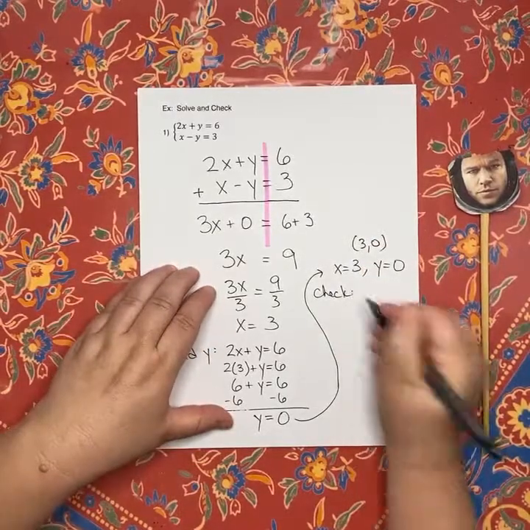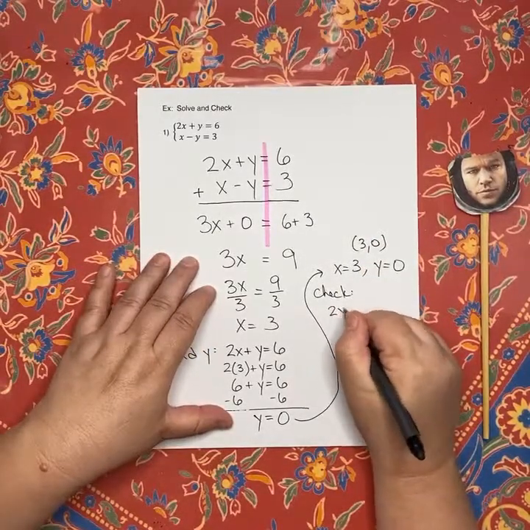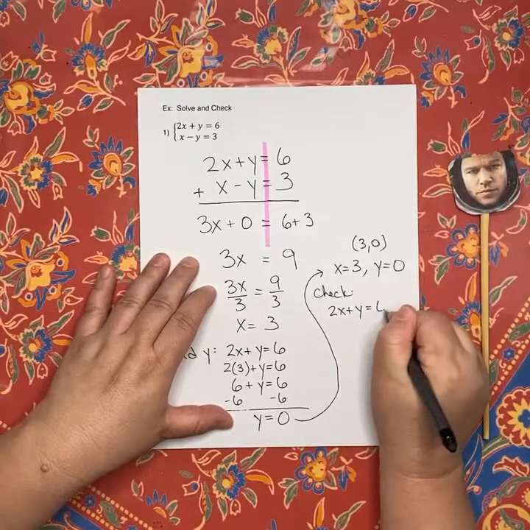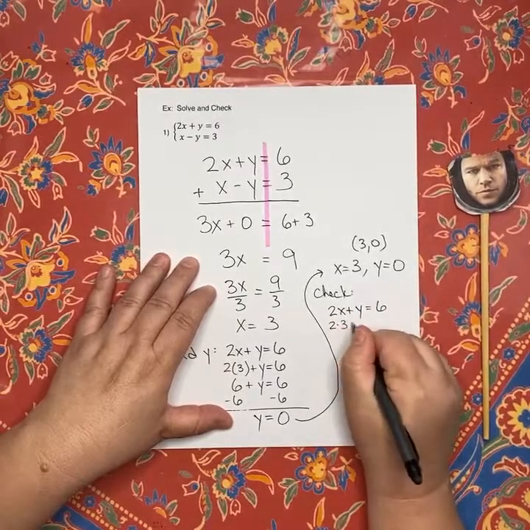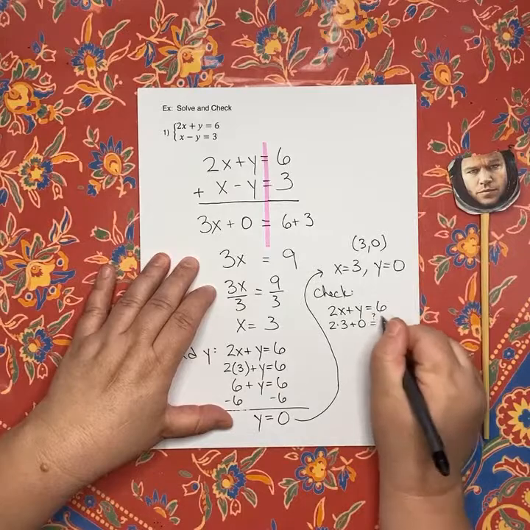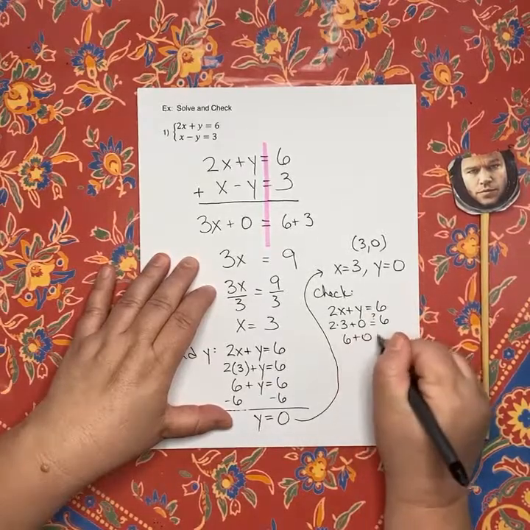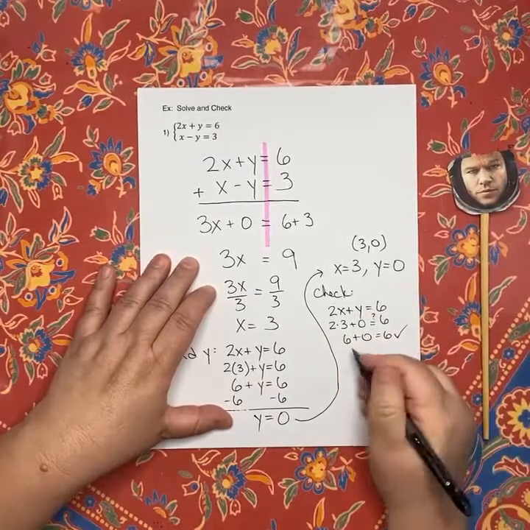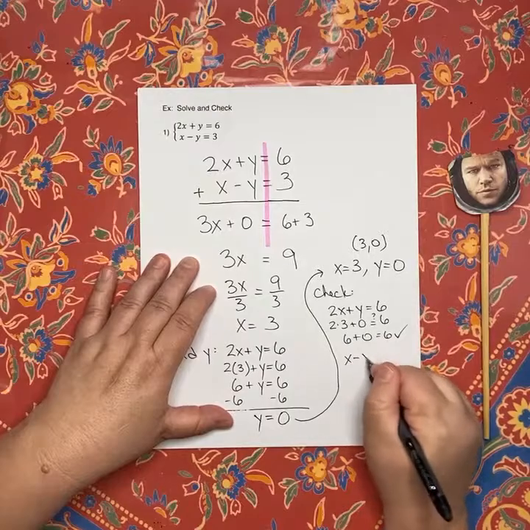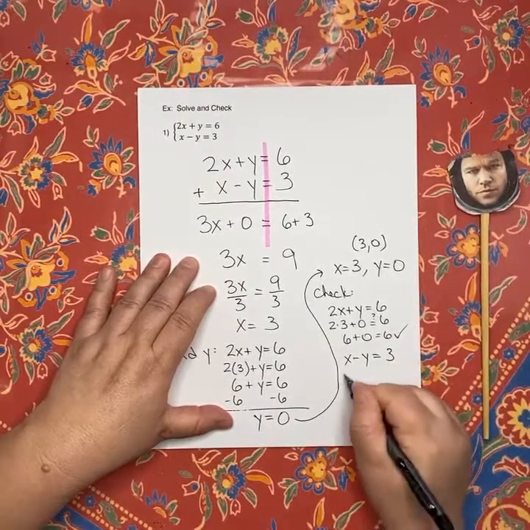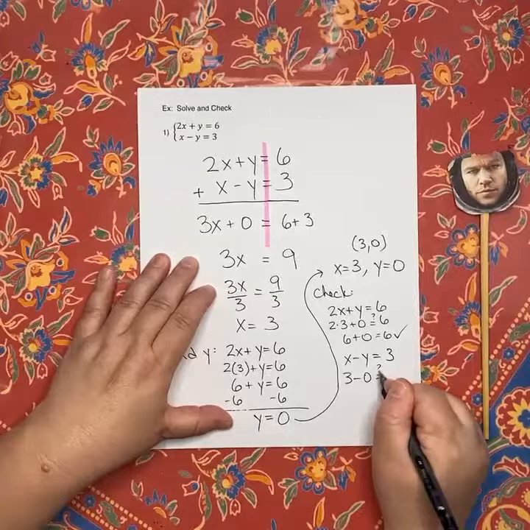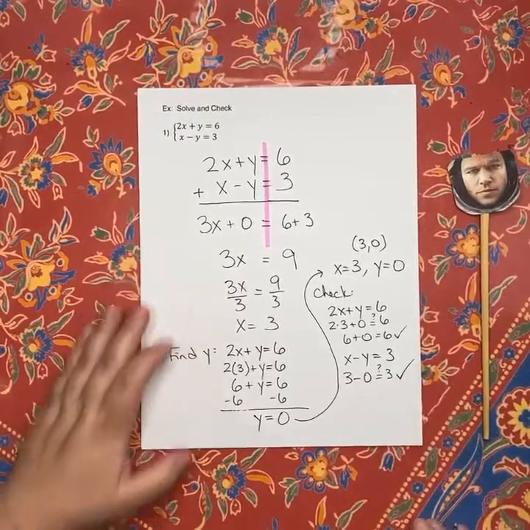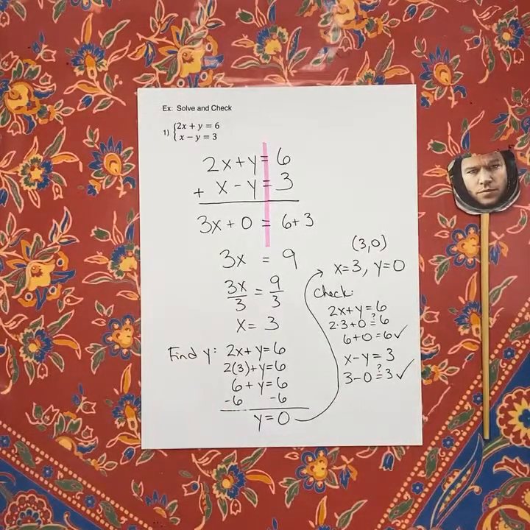Let's check. Now, 2x plus y equals 6. 2 times 3 plus 0. Does that equal 6? 6 plus 0 equals 6. Yup. Okay, what about the other one? x minus y equals 3. So does 3 minus 0 equal 3? Yep. And we're done. Bing, bang, boom.